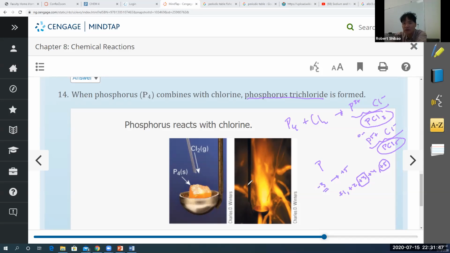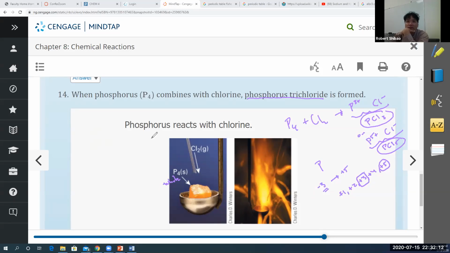Although this looks pretty violent, this is white phosphorus. White phosphorus starts to glow in air. Here it's pretty explosive with chlorine. Air has oxygen in it. Chlorine's a good oxidizer too, as well. And so let's look at this first here, 3 and 5.